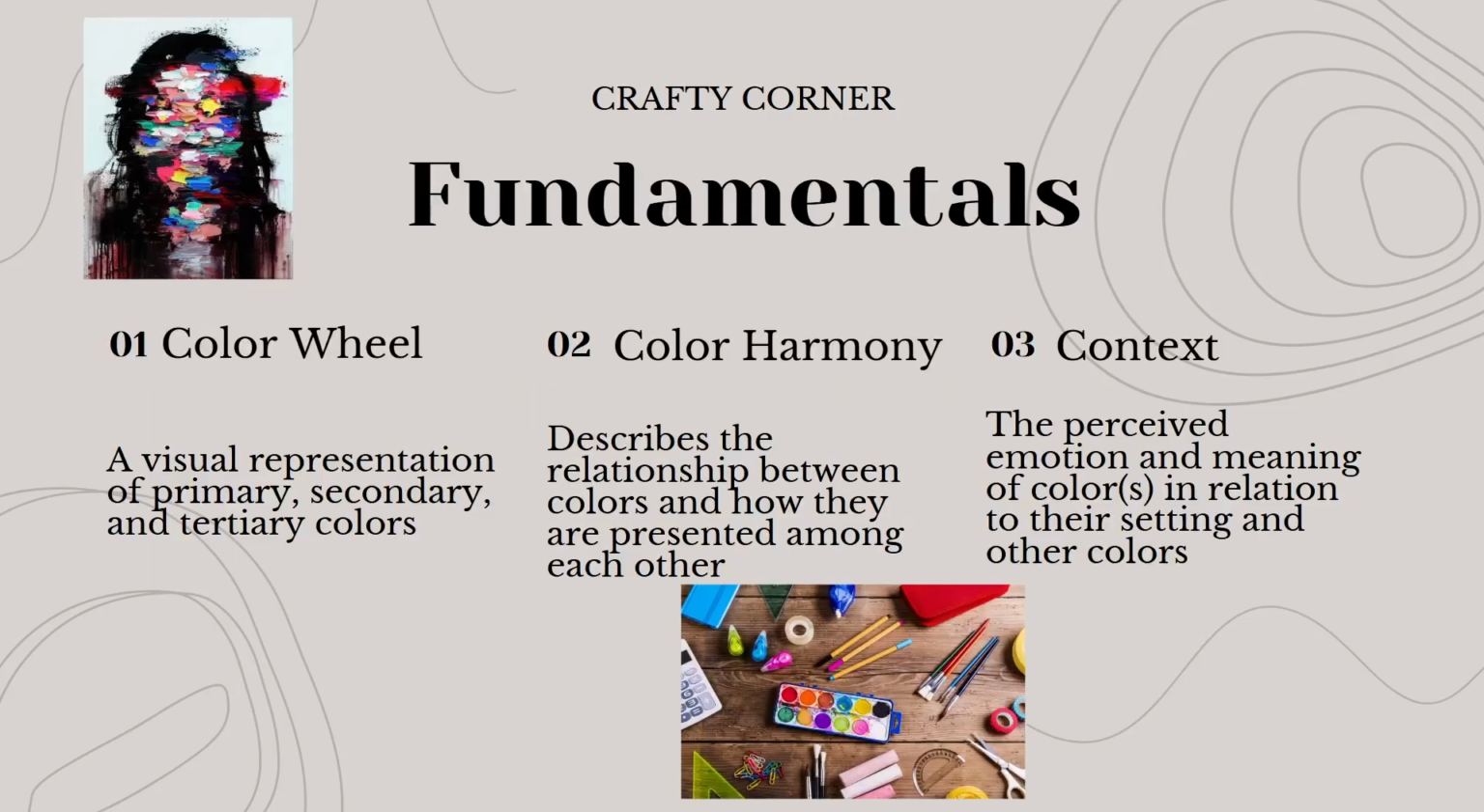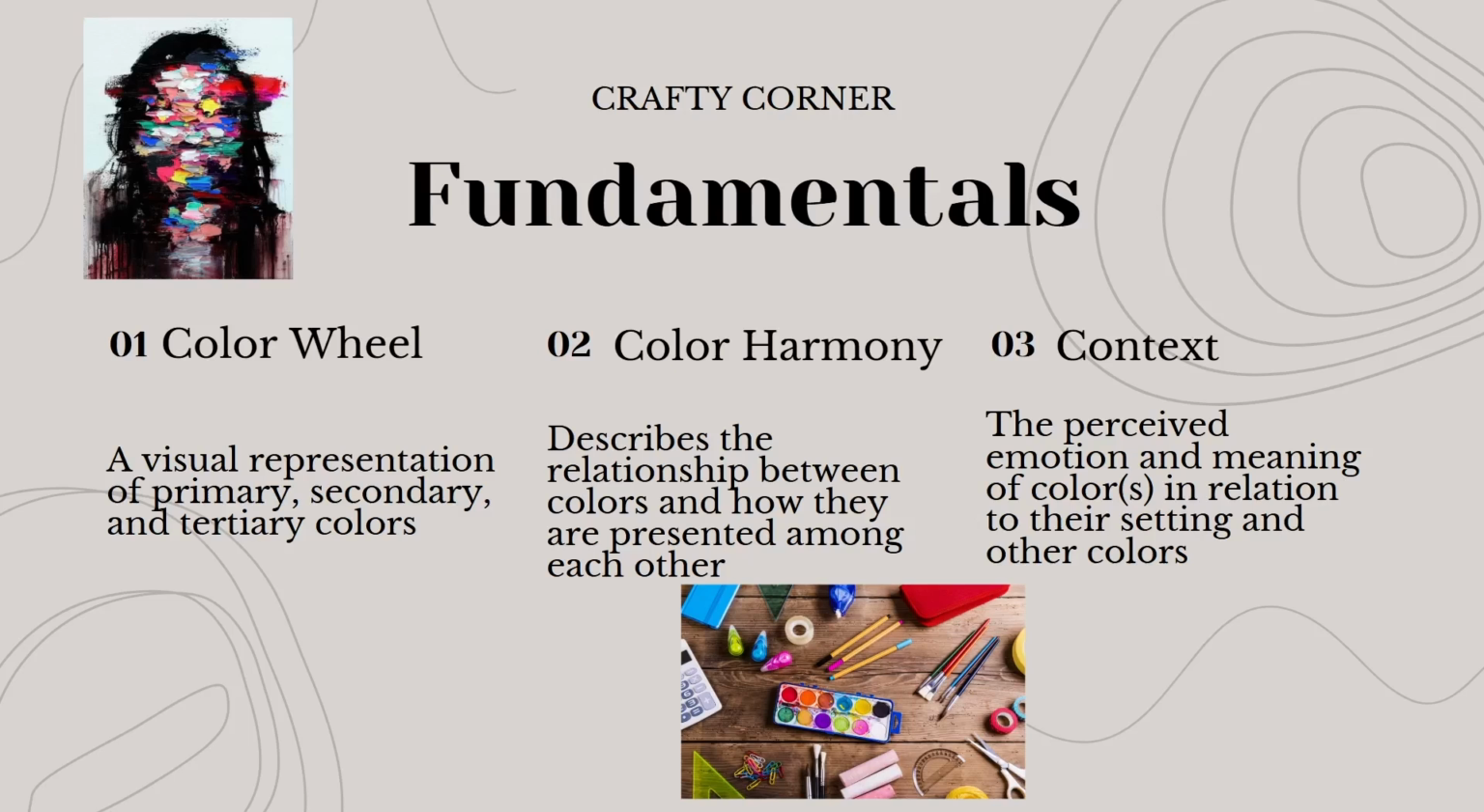Fundamentals. There are three primary fundamentals when it comes to color theory. You have the color wheel, color harmony, and context. For context, I would say that it's more of a self-explanatory one. It's something that I think we all unconsciously think about whenever we are going over or picking colors, even if we don't gauge that we're actually doing it. But it's essentially the perceived emotion and meaning of color in relation to their setting and other colors.